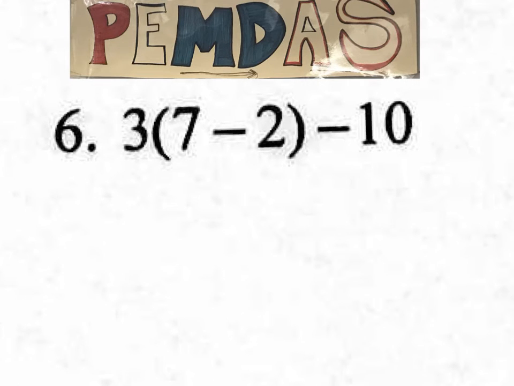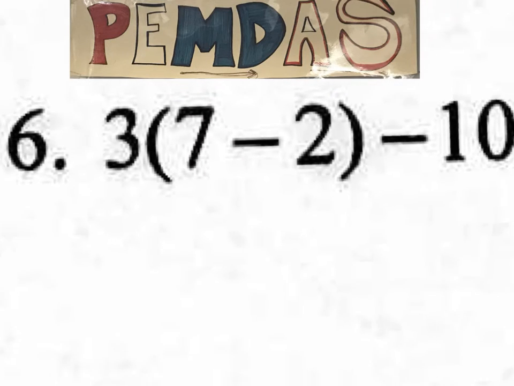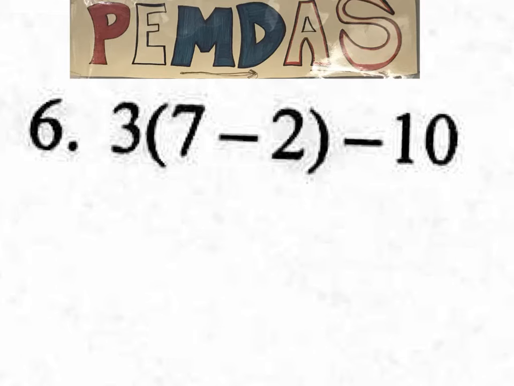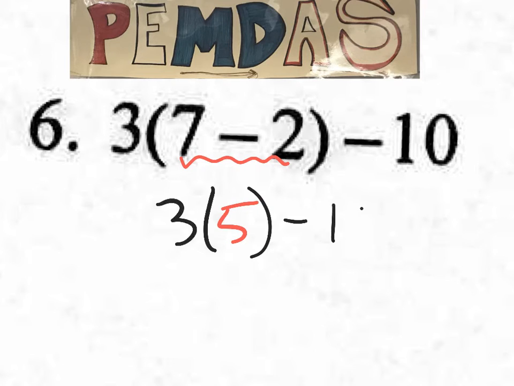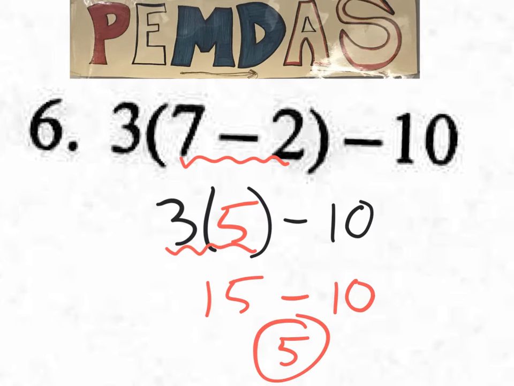Number 6. Do we have parentheses? Yes. Let's zoom in. What's 7 take away 2? 5 again. So let's rewrite everything, guys. 7 take away 2 we said was 5. Bring down the parentheses, the 3, the minus, the 10. Just rewrite everything. Now we have multiplication here or subtraction here. What do we do first? Multiply or subtract? Multiply. Definitely the M comes first before the S. So let's multiply first. That's 15 minus 10. 5 is the final answer.